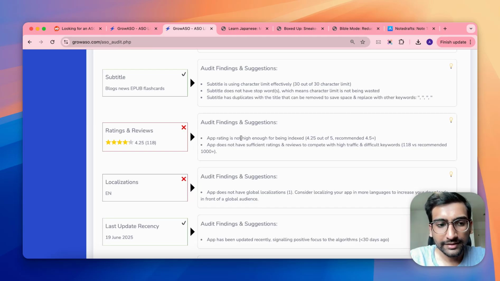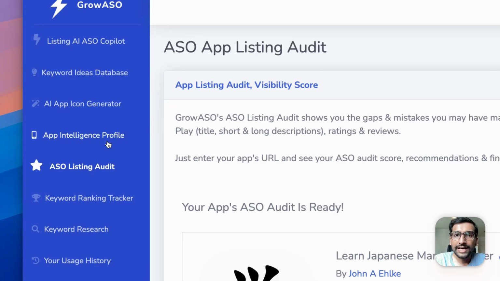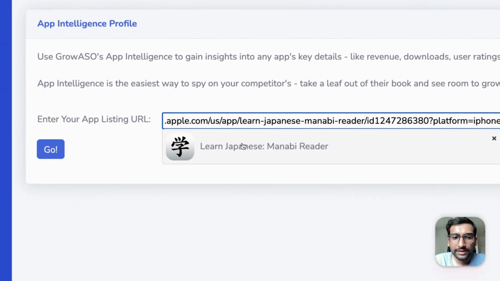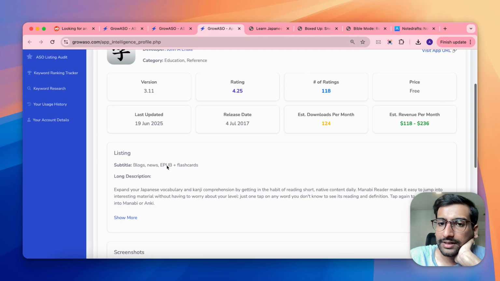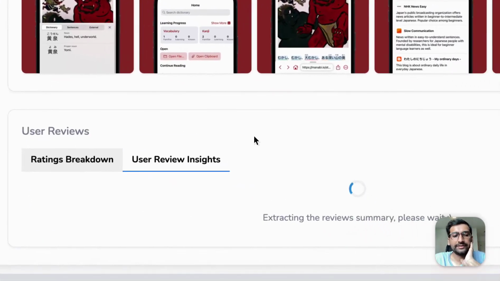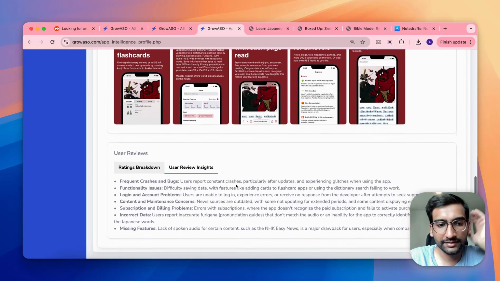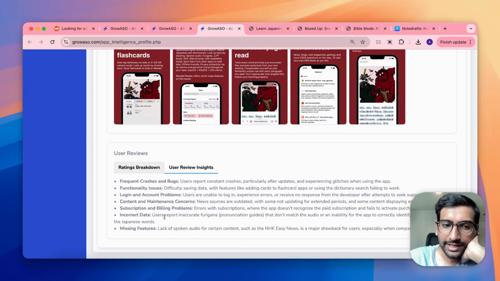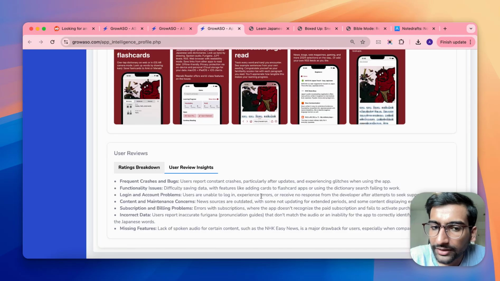So I think consider diving into the ratings and reviews. You can do that through the app intelligence profile. So you can just see this. Let's look at it. Let's see, user review insights. Let's see what the users are complaining about. What this area does is it basically shows you what users are complaining about. And yeah, it seems like there are some basic bugs that people are complaining more about. These are the top three: functionality issues, login and account problems, frequent crashes and bugs.